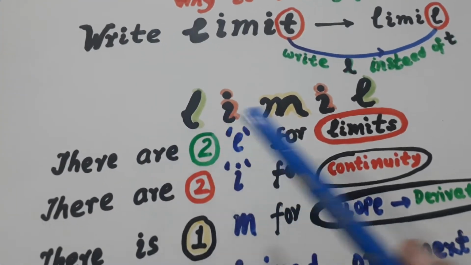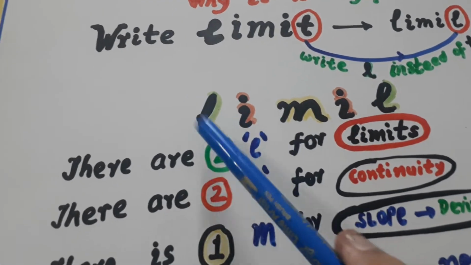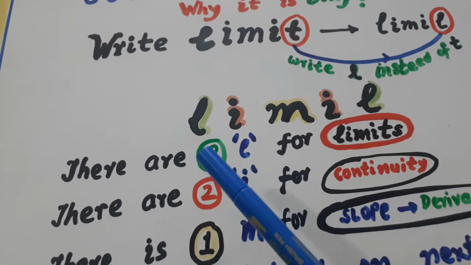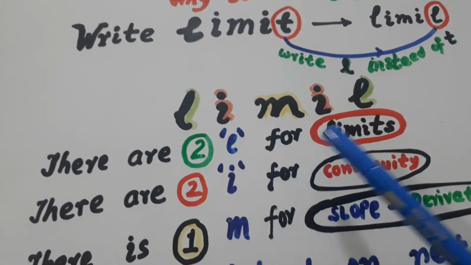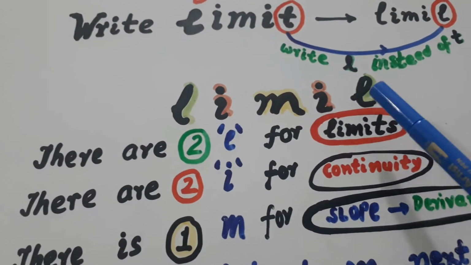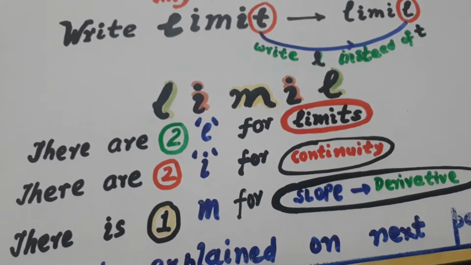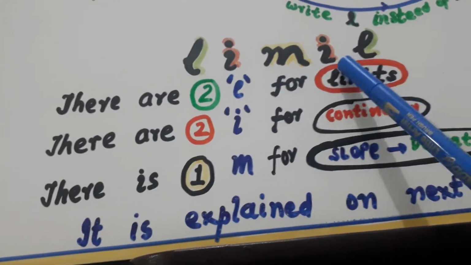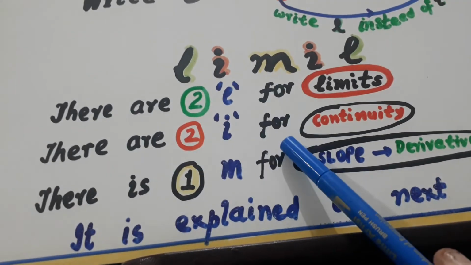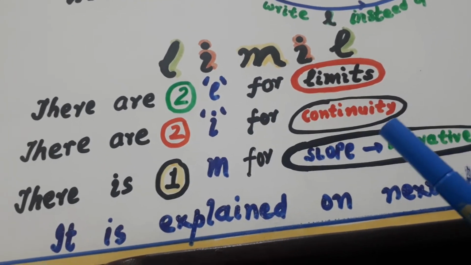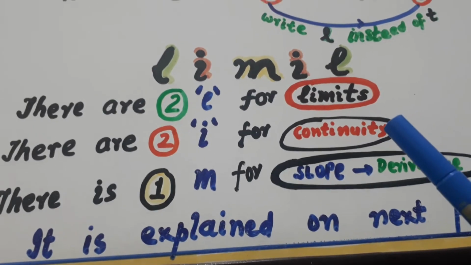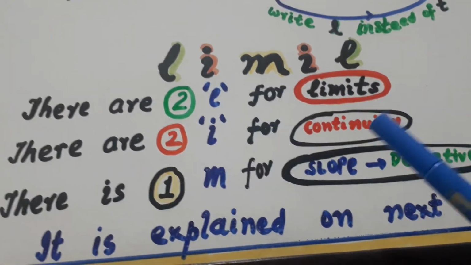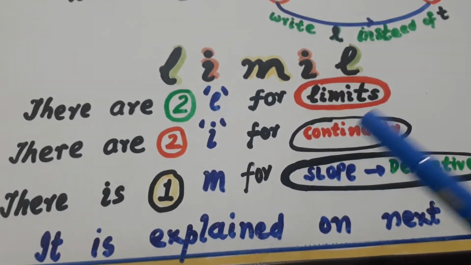Write L instead of T. Now look here, there are 2 L here. It means there are 2 things we have to learn about limits. There are 2 I there. Continuity ends with I. Y means I. It gives the sound of I.